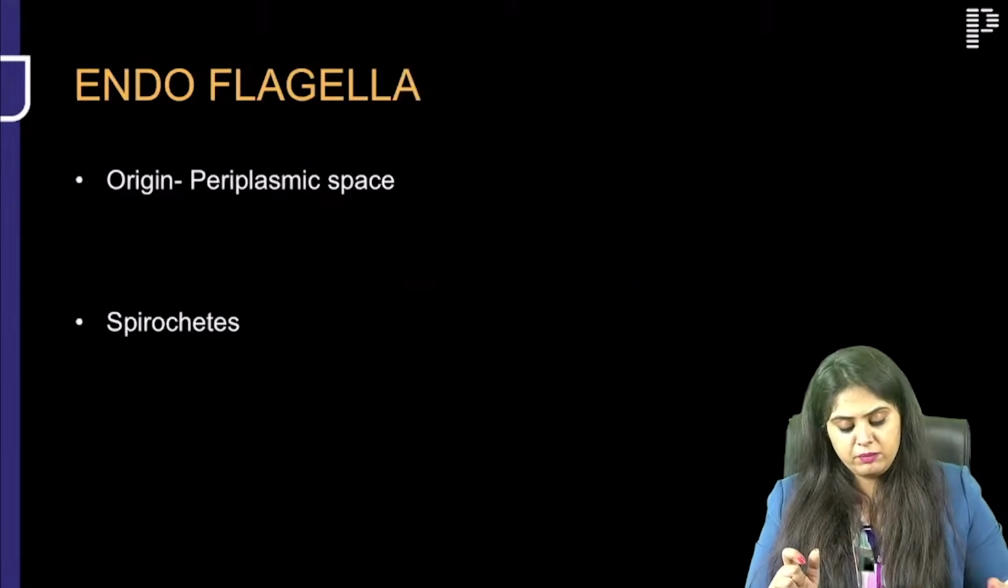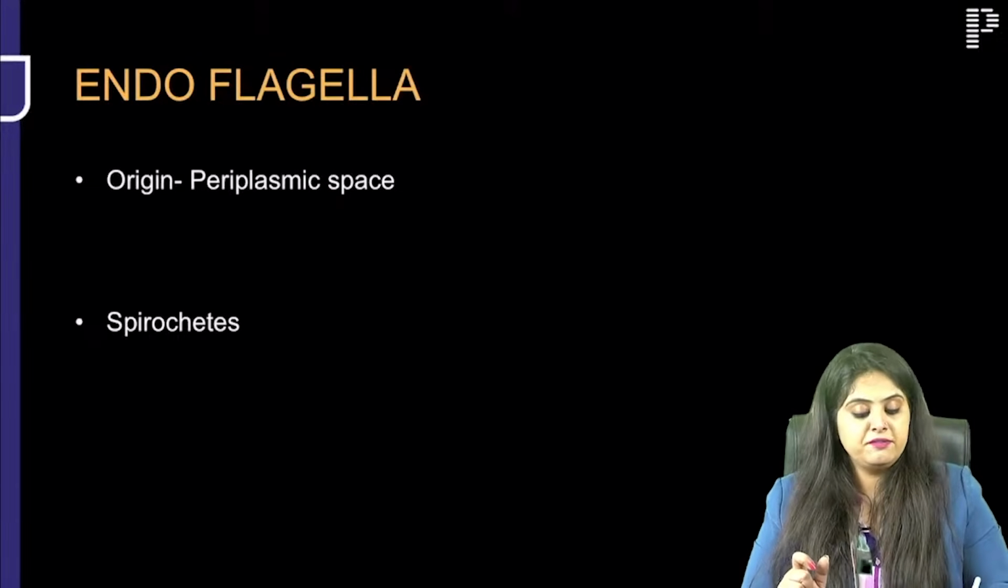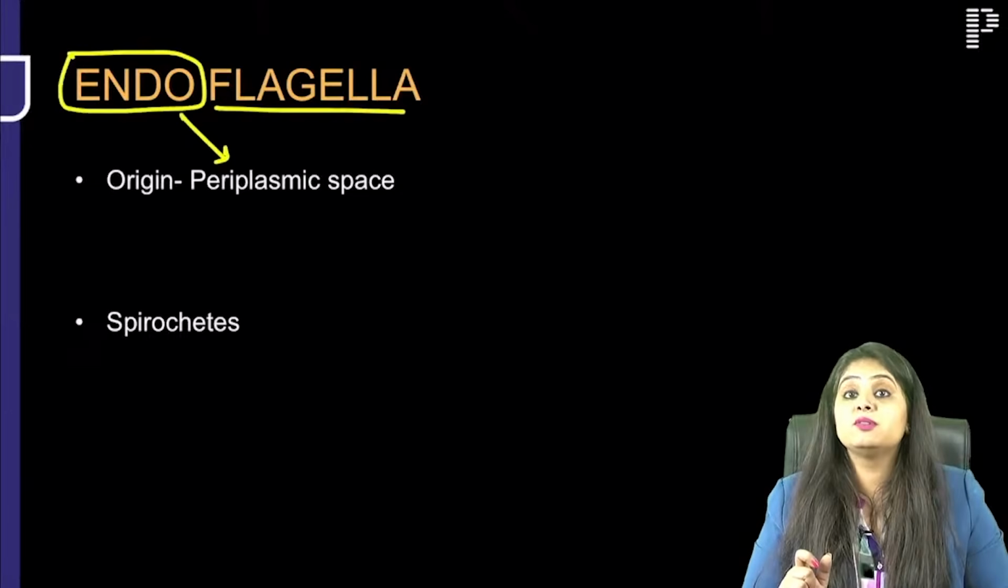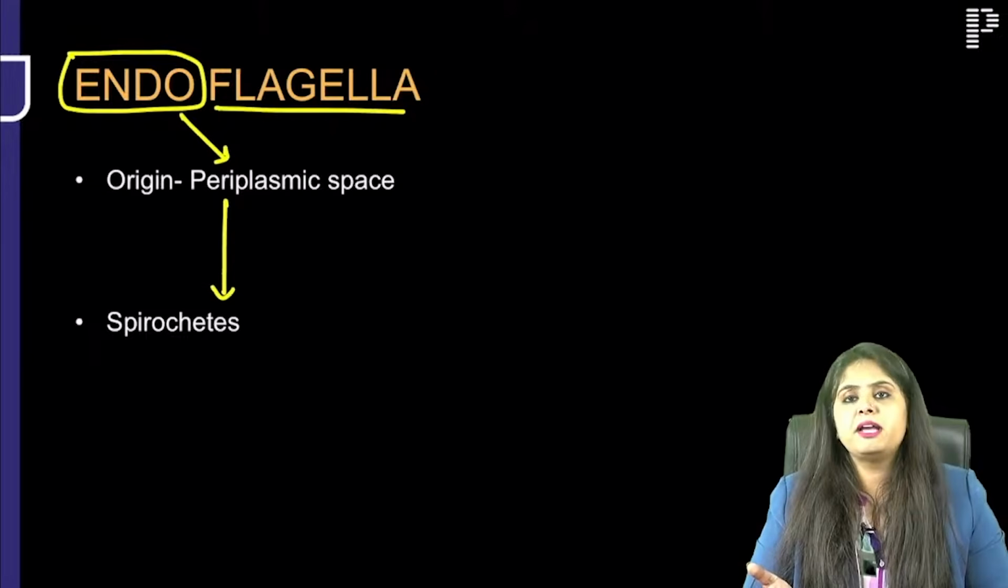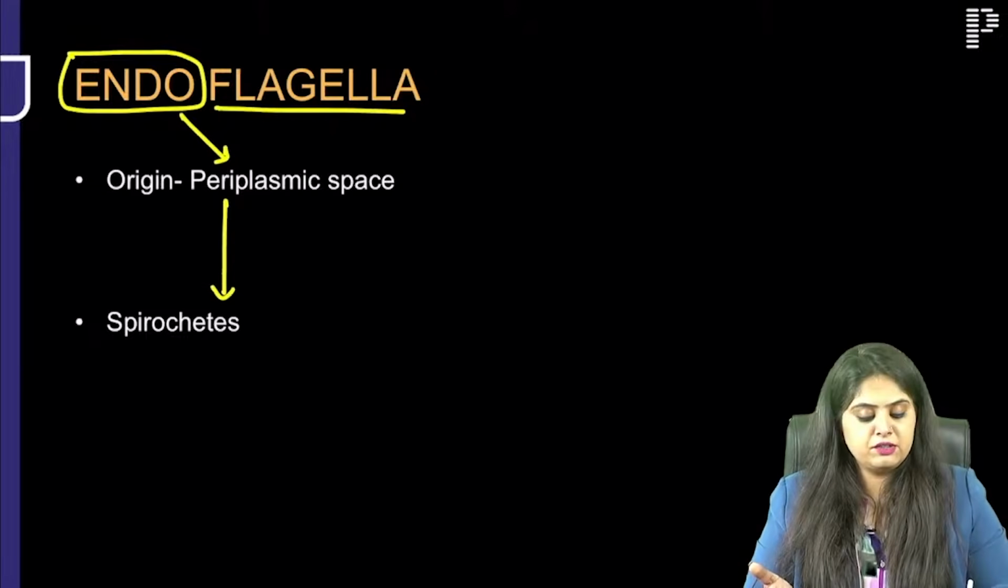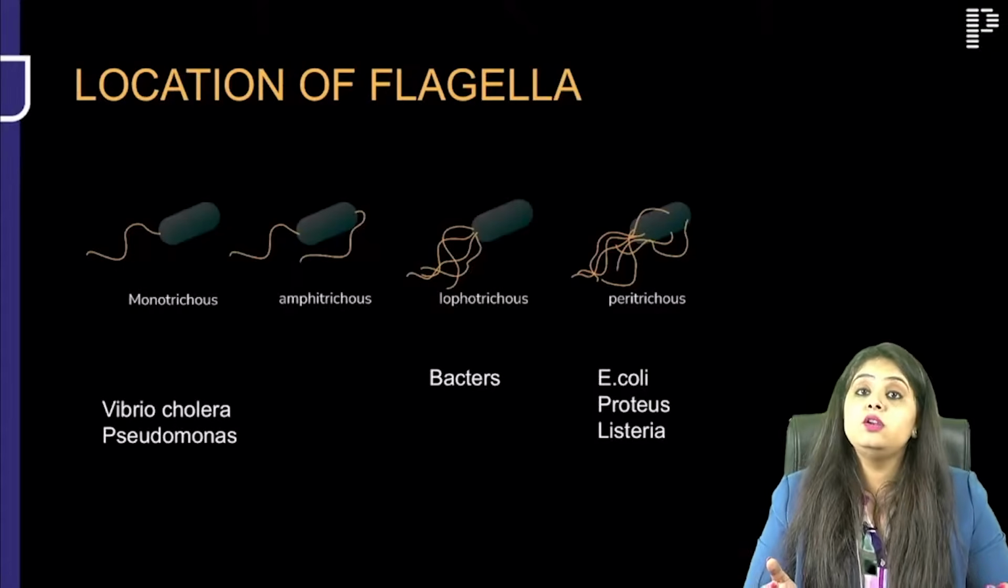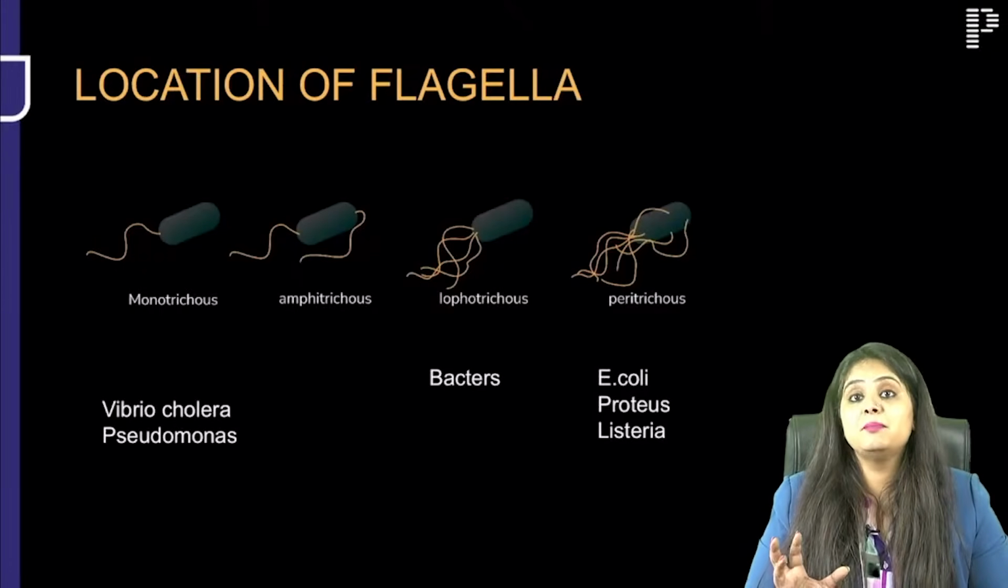Flagella is done. What do you mean by endoflagella? Flagella which is inside. Where inside? Ma'am, you just now told me it was in the periplasmic space, and it is seen in which organism? It is seen in spirochetes. This we have already written, that Treponema pallidum. So this we know. Now we will understand what is the location of the flagella. Here comes the mugging up part.